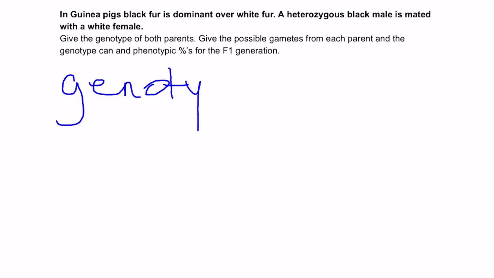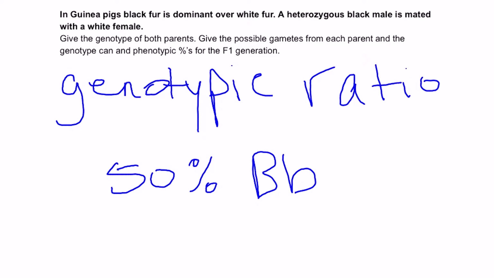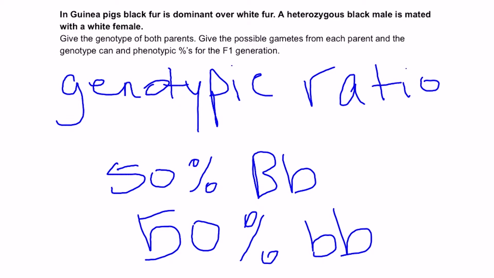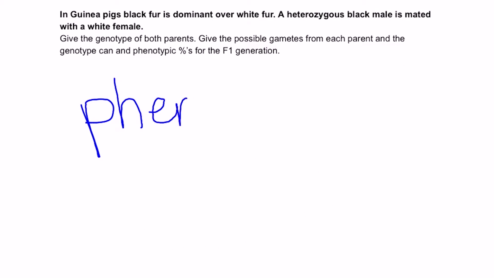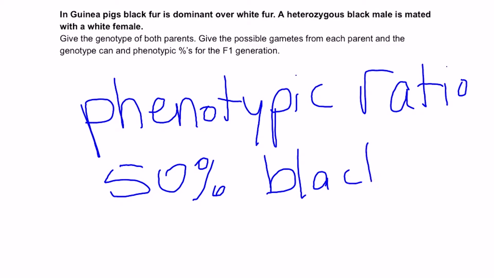Now, as you can see, the genotypic ratio of the F1 generation is going to be 50% big B, little b, and 50% little b, little b. The phenotypic ratio is going to be a little different. This is going to be whether it's black or white, and you're going to see it's going to be 50% black and 50% white.